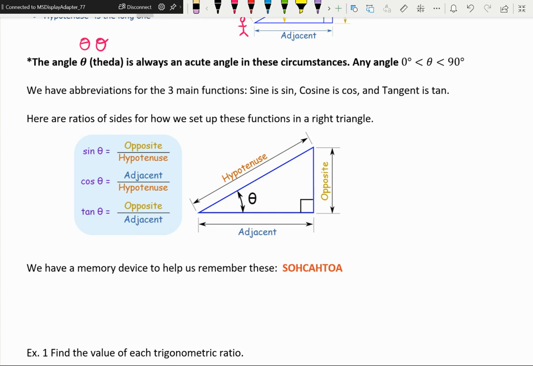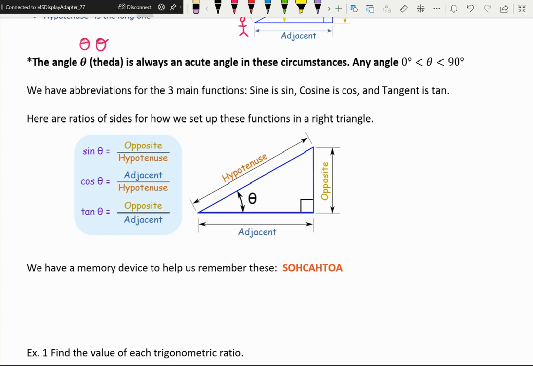And if you were to ask an adult in your life, did you ever take geometry in high school? Maybe they say yes, maybe they say no. And if they say yes, you say, do you remember anything from that class? They might tell you SOHCAHTOA. They probably can't tell you what it means, but that word tends to stick with people. And you get to learn about it today.